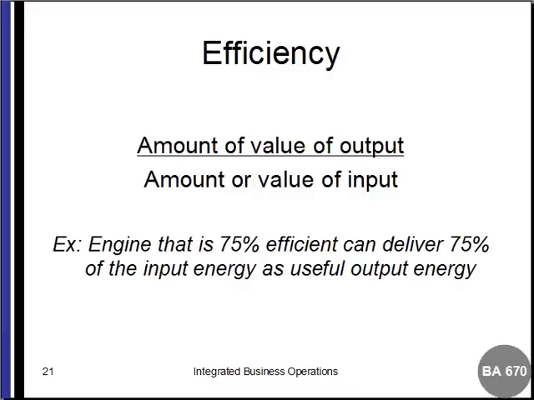Another term that we refer to is efficiency, which is the amount of value of output divided by the amount of value of input. Example, an engine that is 75% efficient can deliver 75% of the input energy as useful output energy.